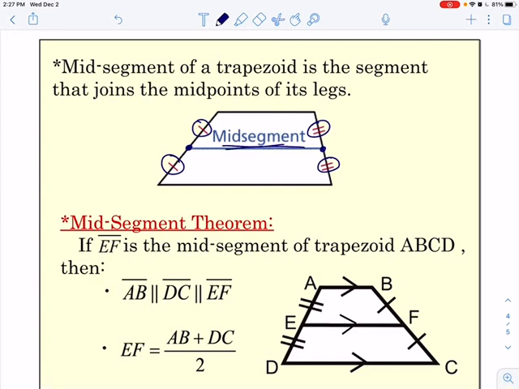Okay, so what the deal is here, the mid-segment theorem for a trapezoid is that if EF is the mid-segment of the trapezoid, then AB is parallel to DC, which is parallel to EF. So all three of those lines are going to be parallel. And then the other thing that you can say is that if you take AB and you add DC to it, and then you divide by 2, that will give you the measure of that mid-segment there, EF.